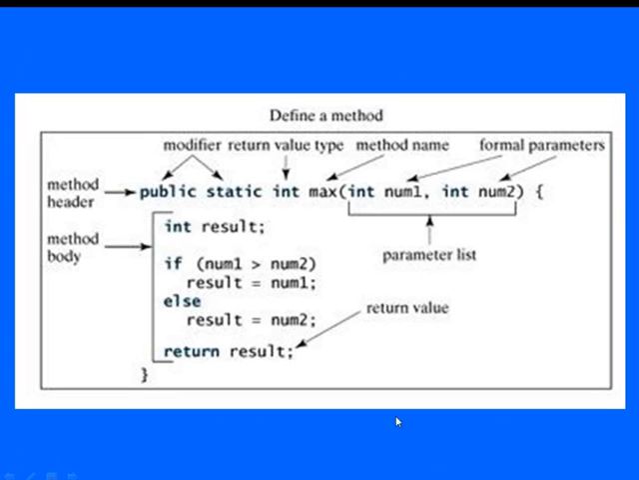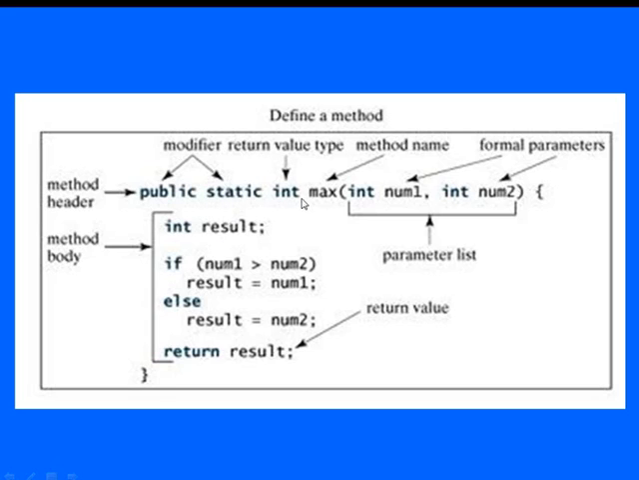So look at this figure. Here we have written public static int max, int num1, int num2, and certain other statements. So public and static, these are the modifiers. These modifiers tell us about the accessibility of the method.